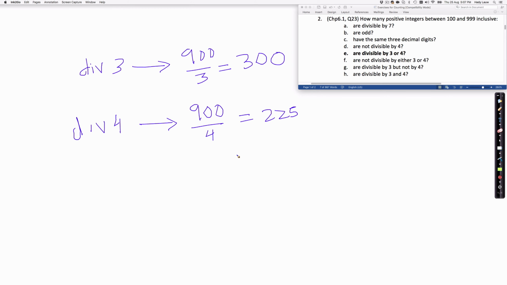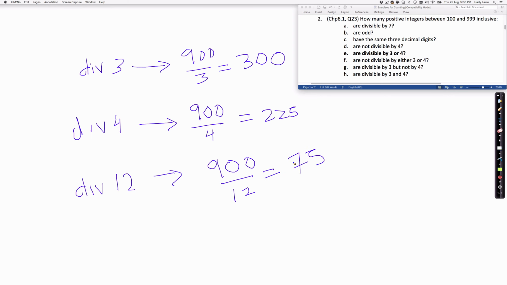And then we are going to have some double counting here, because some of the numbers that are divisible by 3 are themselves divisible by 4. And similarly, some of the numbers that are divisible by 4 are also divisible by 3. So we are going to consider numbers that could be double counted, and these are essentially numbers that are divisible by 3 and 4. That will be the lowest common multiple of 3 and 4, which is 12. If you consider these numbers that are divisible by 12, we have 75.